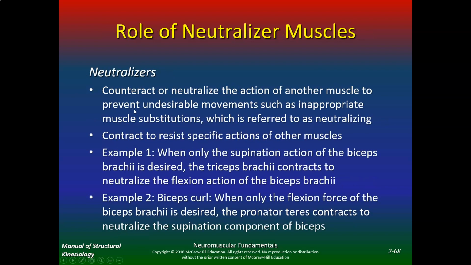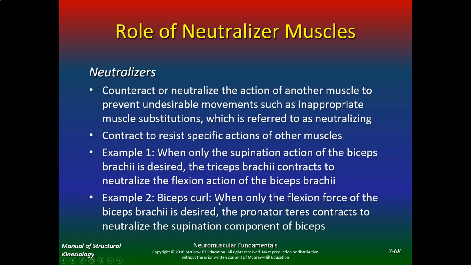Okay, and what are the neutralizers? Well, neutralizers counteract or neutralize the action of another muscle to prevent undesirable movements such as inappropriate muscle substitution, which is referred to as neutralizing. So they contract to resist specific actions of other muscles. So let's say, example 1, when only supination action of the biceps brachii is desired, the triceps brachii contracts to neutralize the flexion action of the biceps brachii.